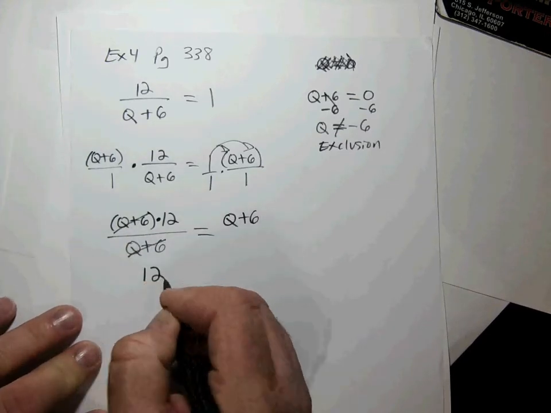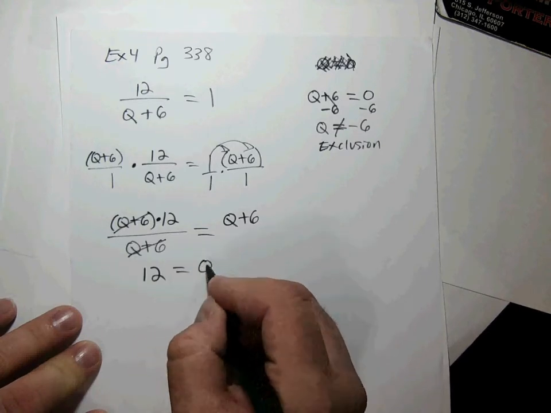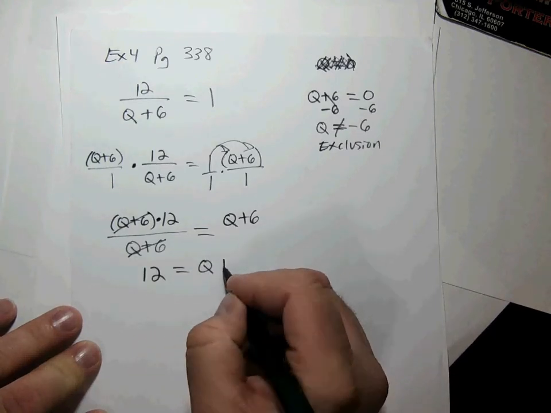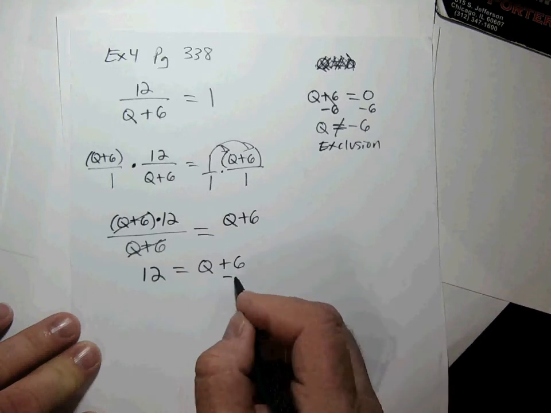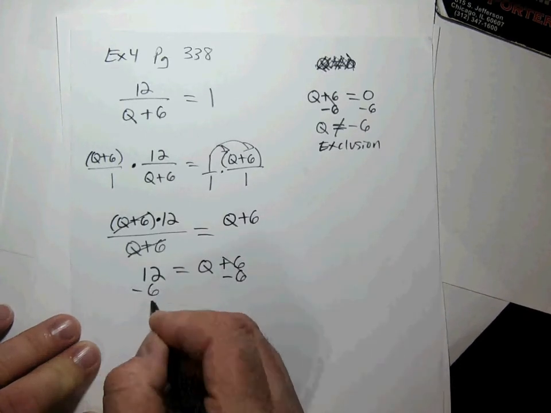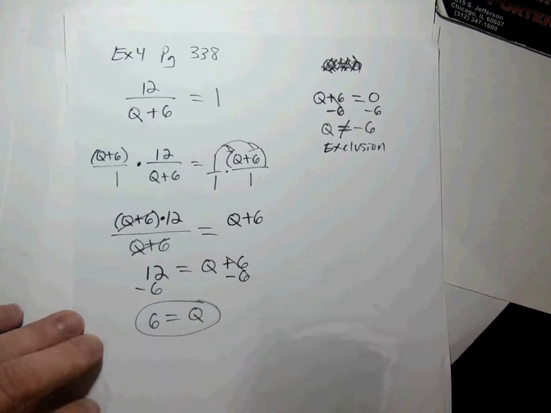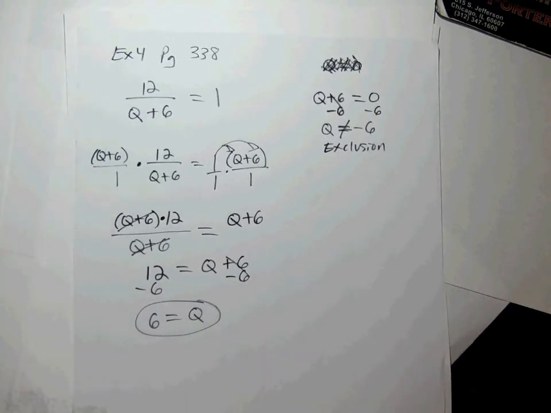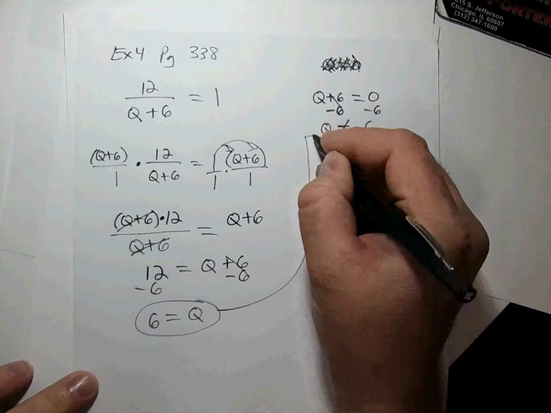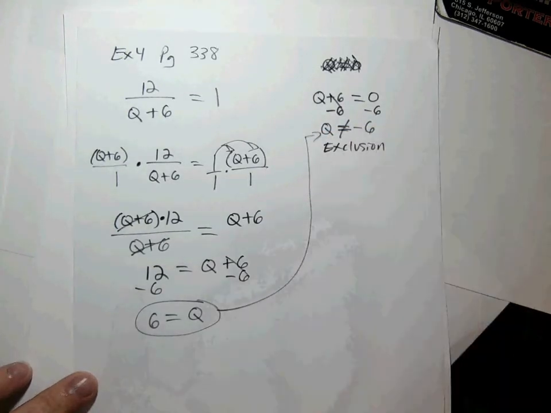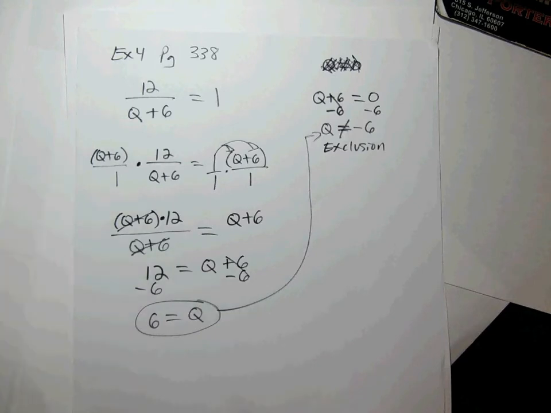So really the only thing left on the left-hand side of the problem is a 12. 12 equals q plus 6. I'm going to subtract 6 from both sides, and I'm going to get q equals 6 as my calculated answer, but I have to go back and double check if it's allowed. Well, is it allowed? Yeah, it is, because only negative 6 would be trouble. So positive 6 is just fine. So q equals 6 is allowed. It's good to go. Okay?